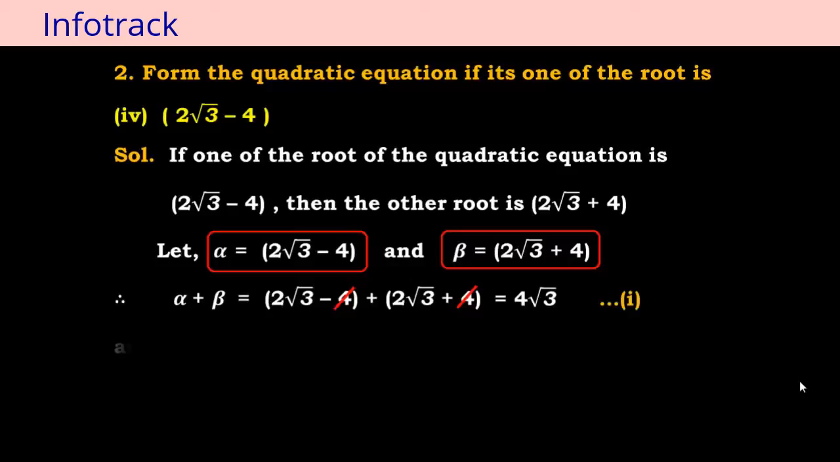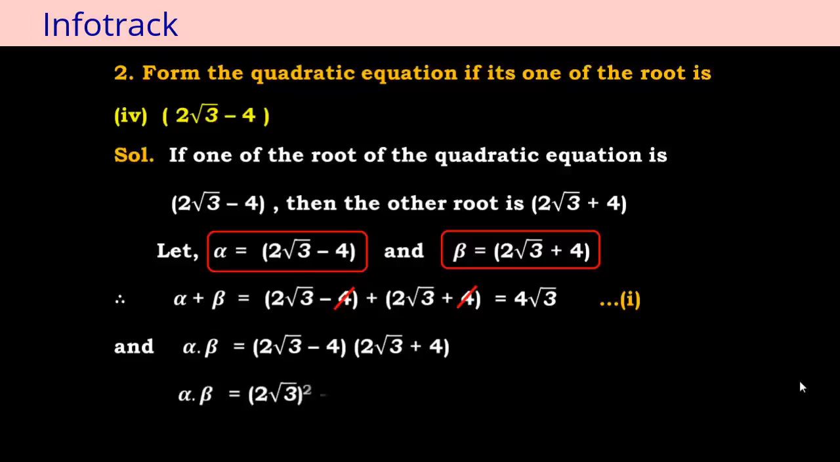Equation number 1. Alpha into beta. 2 root 3 minus 4 into 2 root 3 plus 4. So, a square minus b square. 2 root 3 the whole square minus 4 square. 2 square is 4. 4 into 3 minus 16. 4 into 3 is 12. 12 minus 16, minus 4. Equation number 2. So, alpha into beta is minus 4.